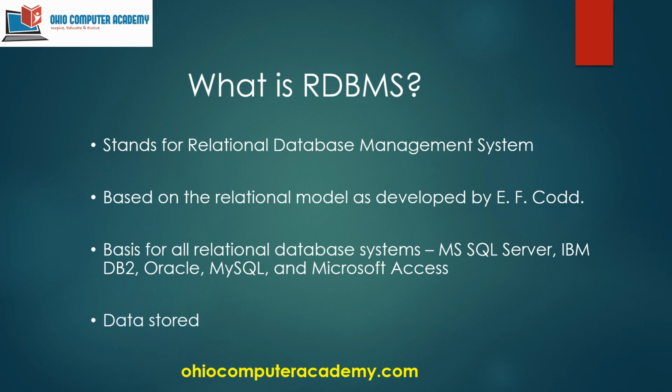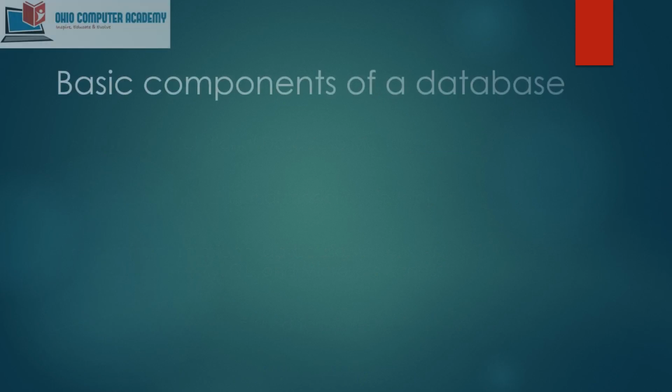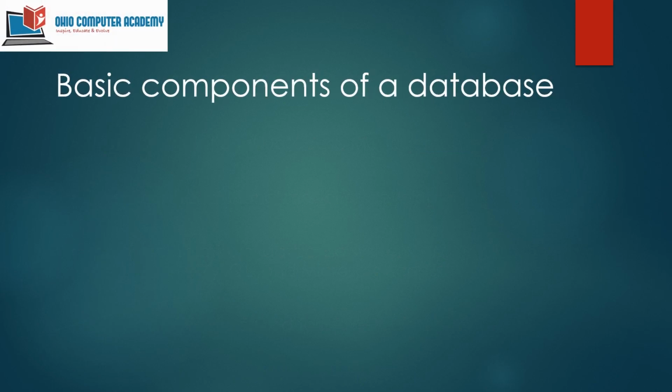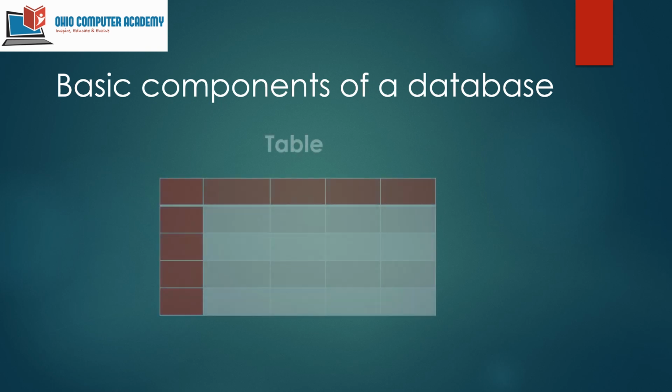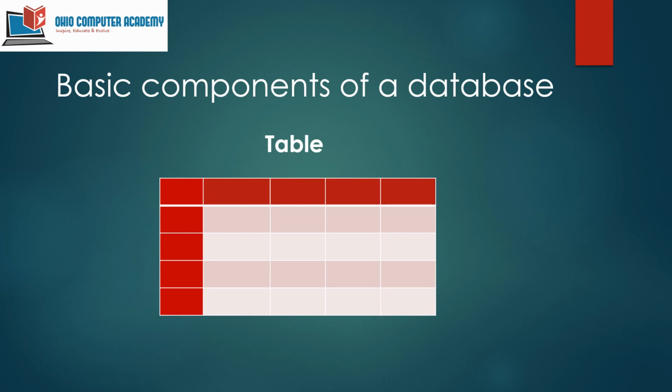A relational database is one which stores data in a structured format in tables using rows and columns. The tables will have an identifier called the primary key. An RDBMS is designed specifically for relational databases. Now, what are the basic components of a database? The data in an RDBMS is stored in database objects called tables, which is the most common and simplest form of storage in a relational database. A table contains columns and rows.